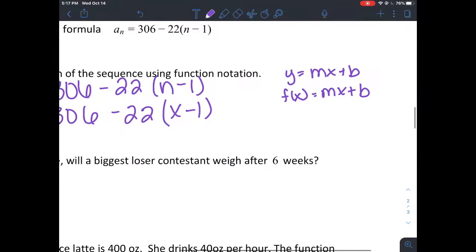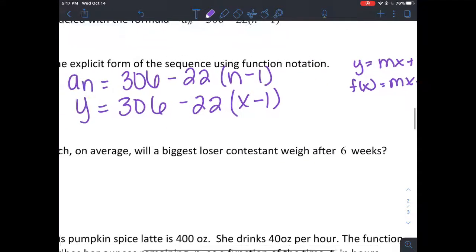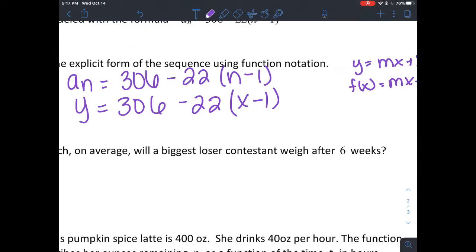Okay, so then I need to rewrite it so it's like mx plus b. So I'm going to distribute the negative 22. I'm going to get rid of those parentheses. So y equals 306 minus 22x. Negative 22 times negative 1 is plus 22.